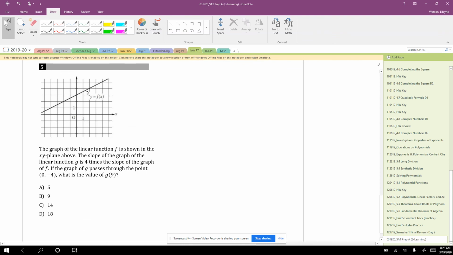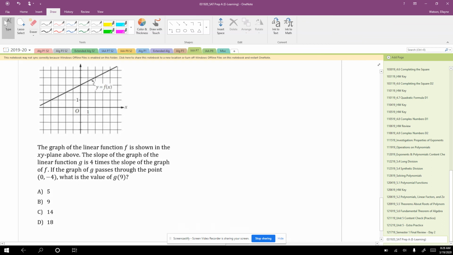Okay, last one for today. This gives you a graph. It says the slope of the graph of the linear function g is 4 times the slope of this graph of f. Okay, and it says if it passes through the point (0, -4), what is the value of g of 9? So g of 9 is what we're looking for. In order to figure out the slope of g, we need to first figure out the slope of f.